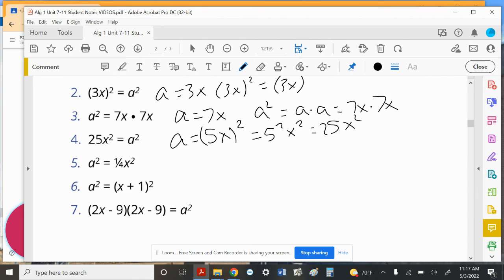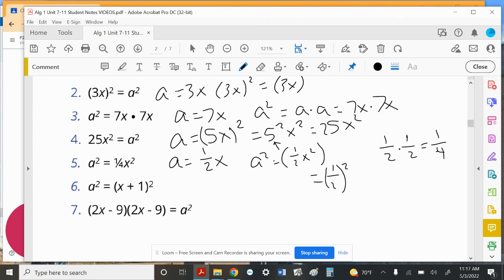And then on the last one, you have to think about what two numbers multiply to 1/4. That would be 1/2, because 1/2 times 1/2 equals 1/4. We multiply across numerators and denominators. And so a would have to be 1/2 x. Just like the property above, that would be (1/2) squared times x squared, which is 1/4, because 1/2 times 1/2 we already showed is 1/4, x squared. So therefore, a would have to be 1/2 x.